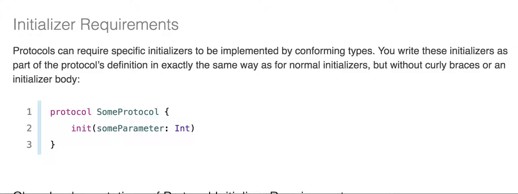Initializer requirements. Protocols can require specific initializers to be implemented by conforming types. You write these initializers as part of the protocol's definition in exactly the same way as for normal initializers, but without curly braces or an initializer body. protocol SomeProtocol { init(someParameter: Int) }. Okay, so the initializer must follow this protocol of some parameter taking an Int.